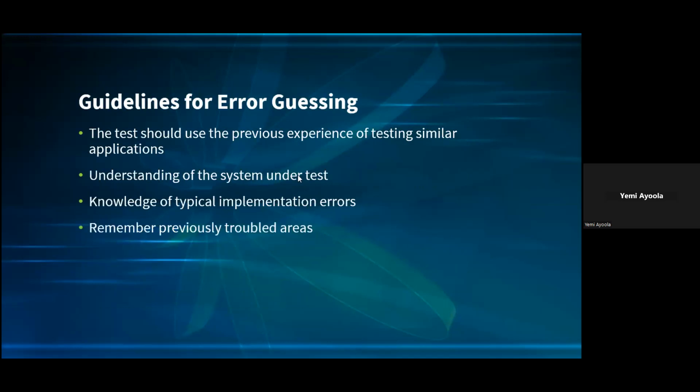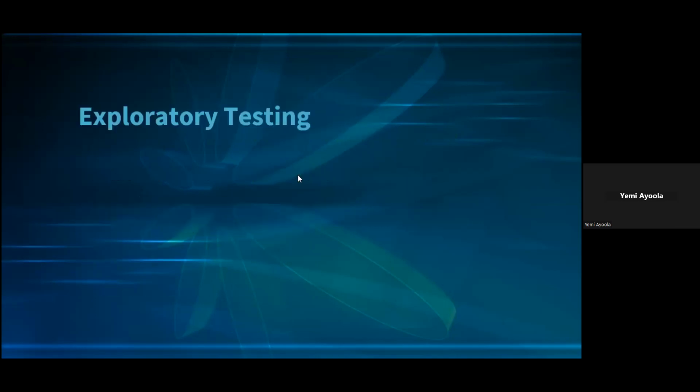Remember previous troubled areas. That's why we used error guessing. What are the areas that you know people have been finding issues with? Those are the things you need to remember. Evaluate historical data and test results. So from your analysis, when you bring things out, evaluate them. So that's the guideline for error guessing.